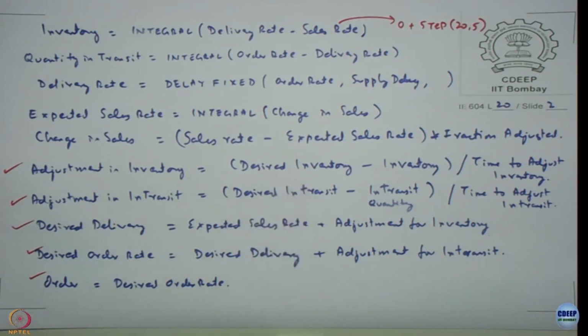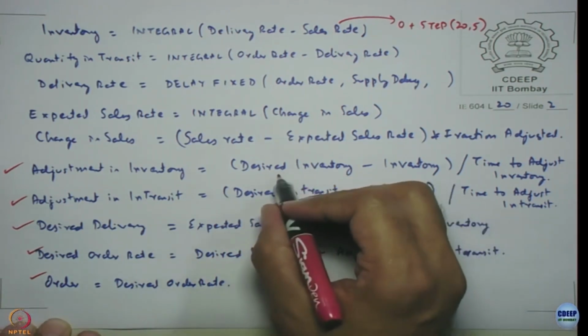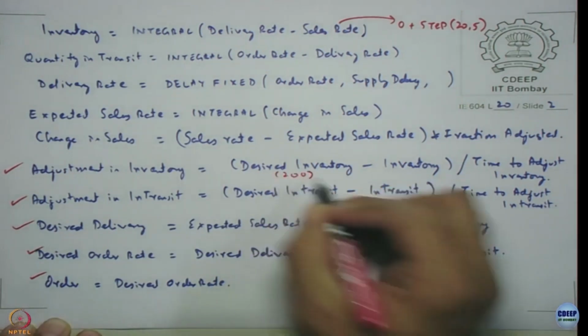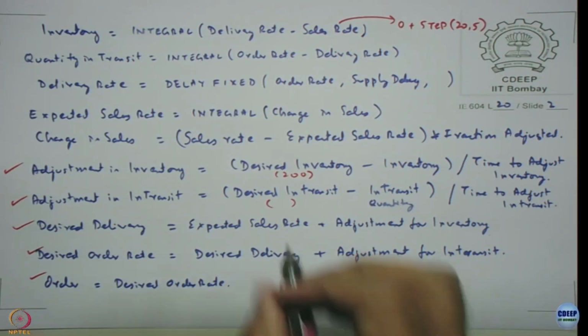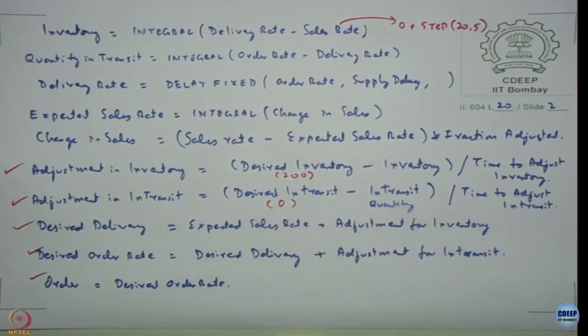Desired inventory we had set at 200, right? Desired inventory was 200 units. What do you want to keep the desired in transit as? Initially there are no orders, right? So, let us keep the desired in transit as 0, as well as the initial quantity in transit also as 0, which is the default anyway. I think you can just check if the initial value of in transit is 0. So, quantity in transit.